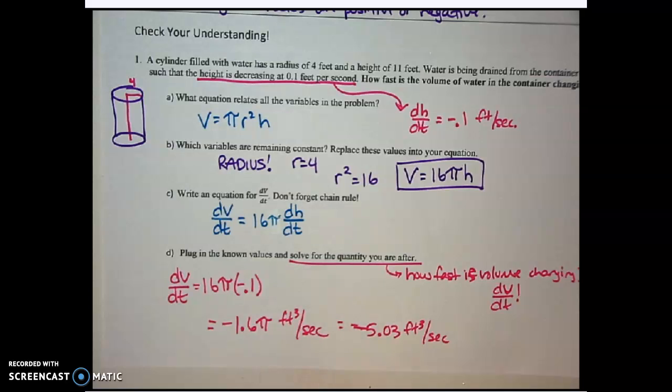Okay, so differentiating that, we get dV/dt equals 16 pi dh/dt. Plugging in our known values, we're going to get negative 1.6 pi cubic feet per second, which has a little bit more meaning if we write that as a decimal, which is negative 5.03 cubic feet per second.